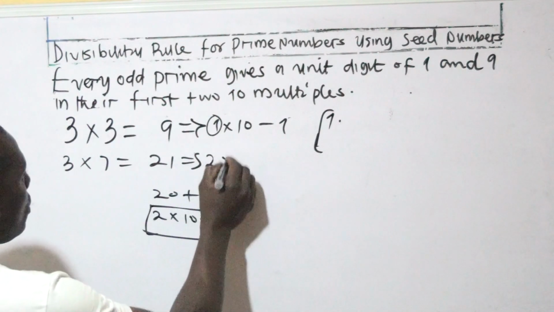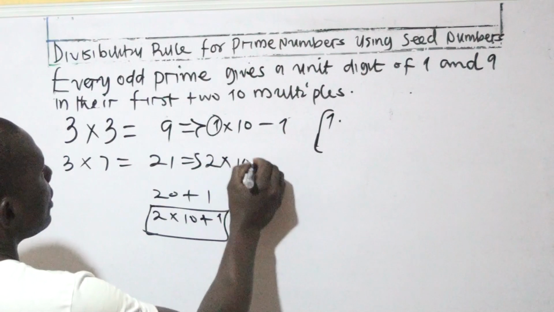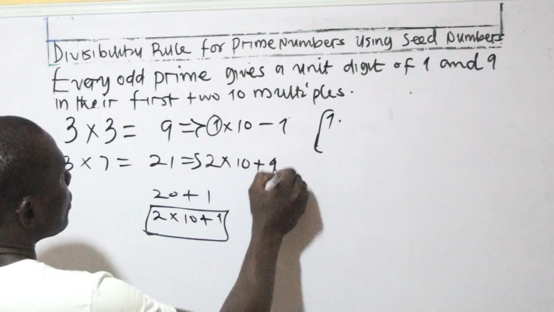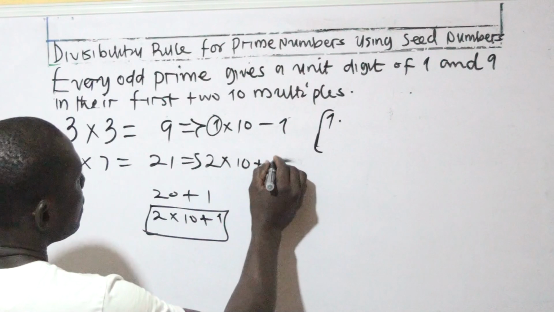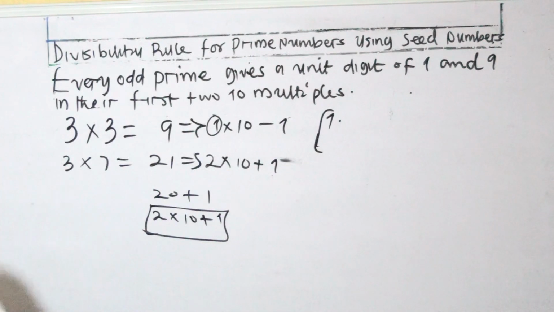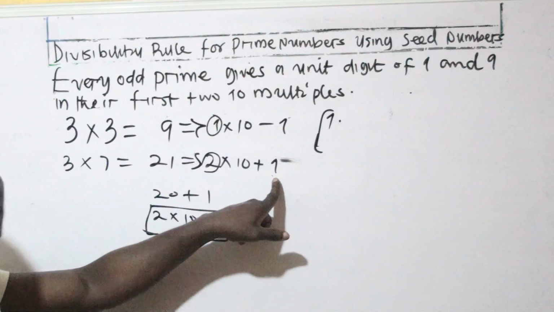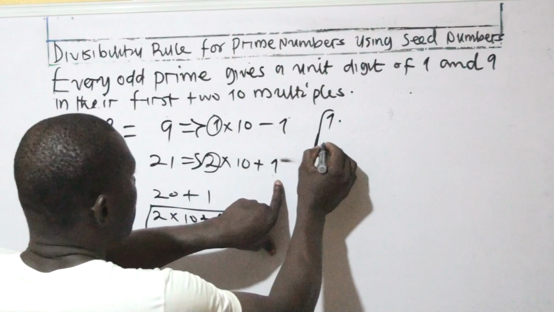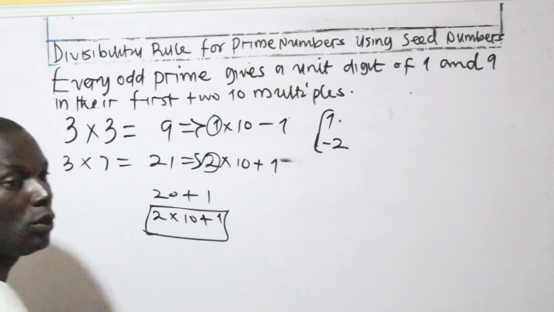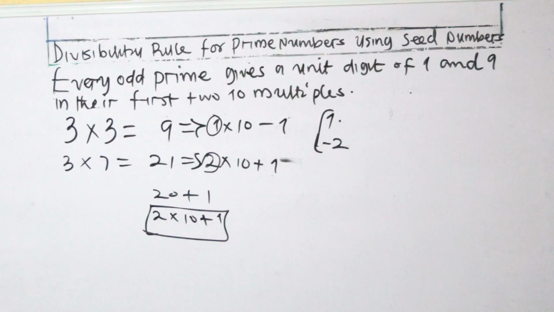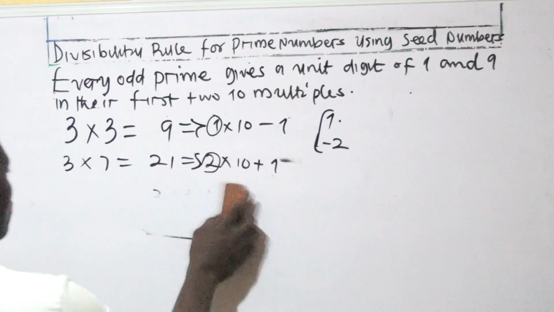So this becomes 2 times 1 times 10 plus 1, that is 2 times 10 plus 1. Here, this is our seed number, which is 2. But because this one is plus, like I said, your seed number will become minus 2. Let's check if what we're saying is true.